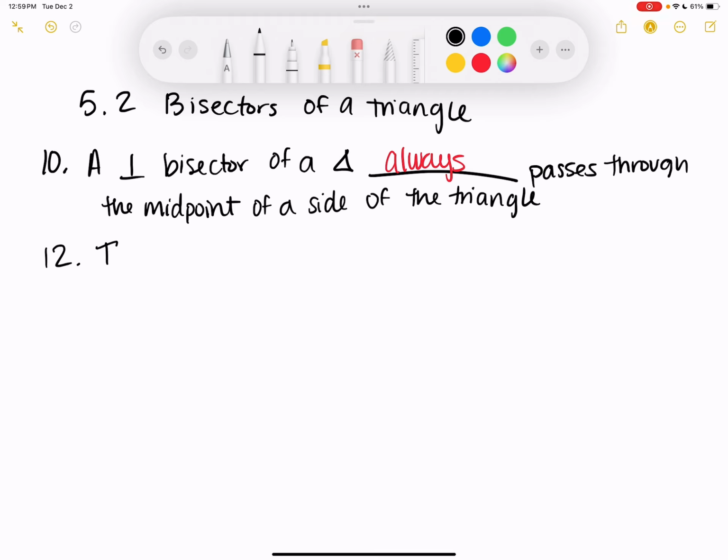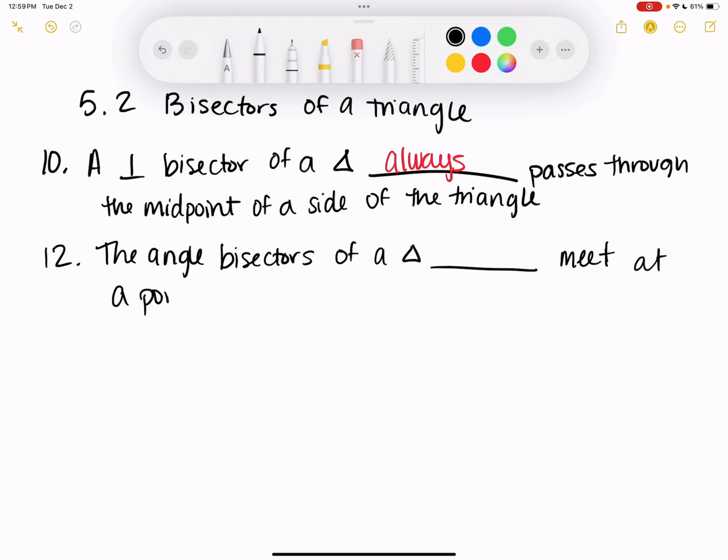12. The angle bisectors of a triangle blank meet at a point outside the triangle. What do we think about this one? Always, sometimes, or never? Never. Yep. Angle bisectors have to stay inside.